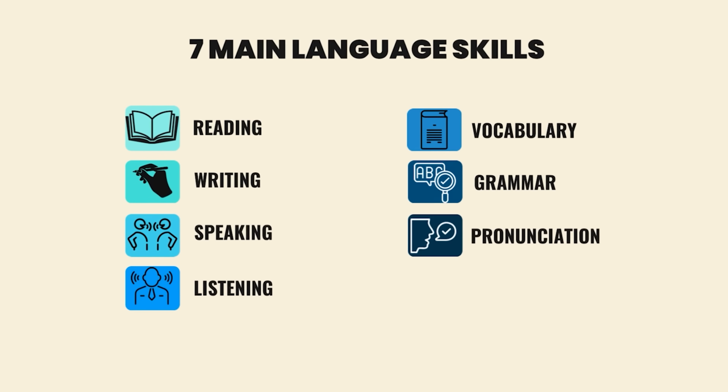Now, how do you figure out what your needs are? All you need to do is ask yourself the question, why? Why am I learning English? Your answer to this question is the reason you're learning English. And when you create a study plan, you need to focus on this reason. So let's look at the 7 skills you need to practice if you want to reach this level. You're going to have to focus on reading, writing, speaking, listening, vocabulary, grammar, and pronunciation.